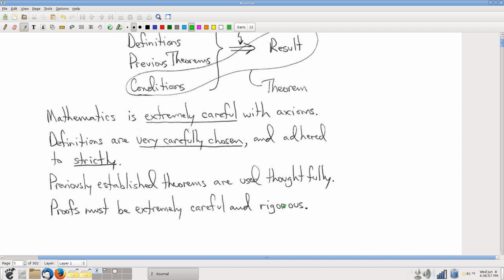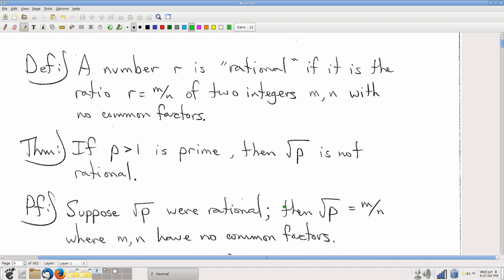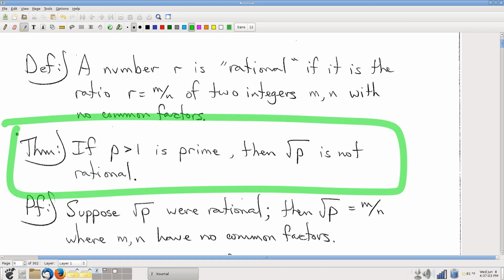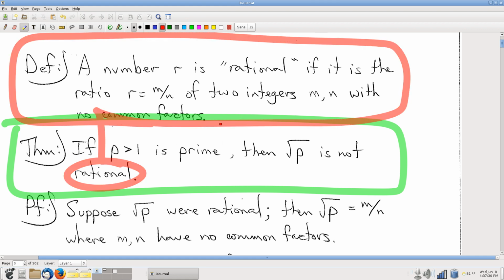So let me show you an example of a theorem. Here we go. So here's a theorem. If you have a prime number greater than 1, then the square root of that is not rational. So this is a theorem. All right, now in order to prove this theorem, I have to be clear about, wait a minute, what does this word rational mean? So you'll notice up here I have a definition of rational. A number is rational if it's the ratio of two integers with no common factors.